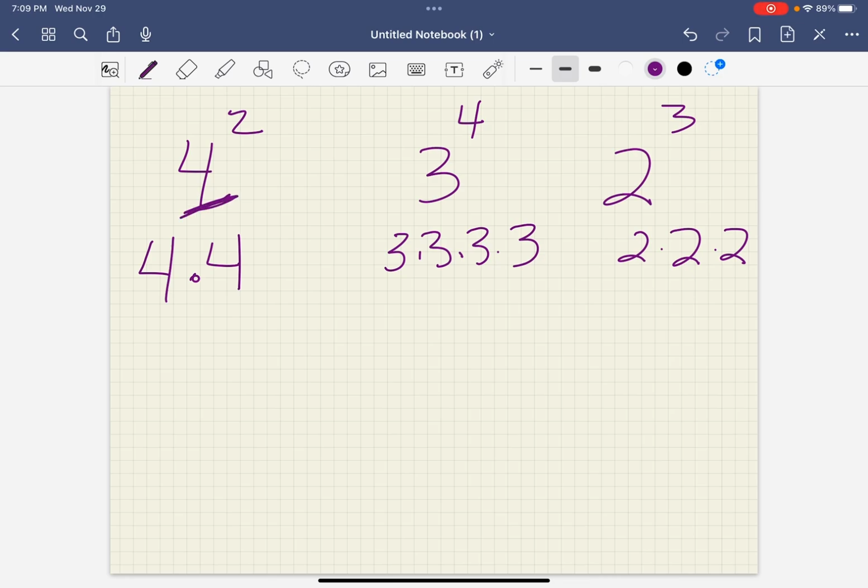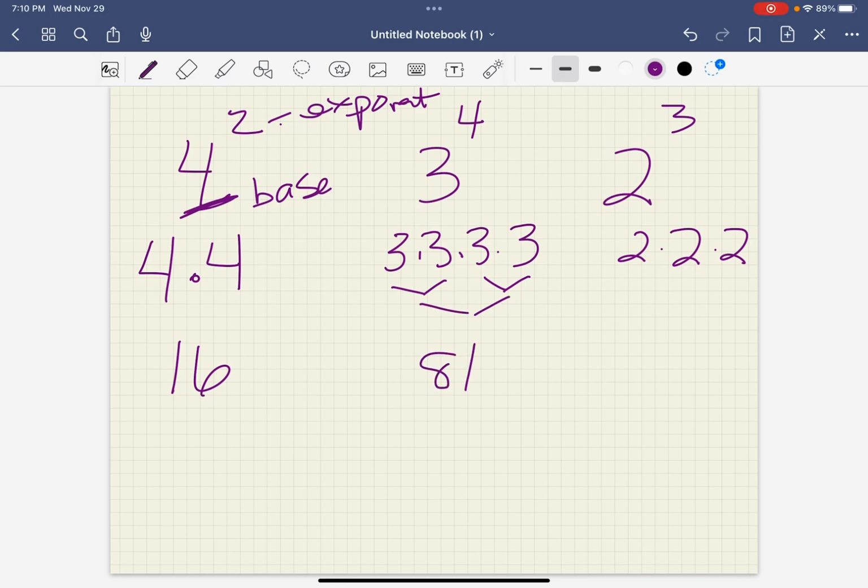This is called the base, and this is the exponent. All right, so the answer to this is 4 times 4 is 16. 3 times 3 is 9, 3 times 3 is 9, and 9 times 9 is 81. 2 times 2 is 4, times 2 is 8. So that's what an exponent means.